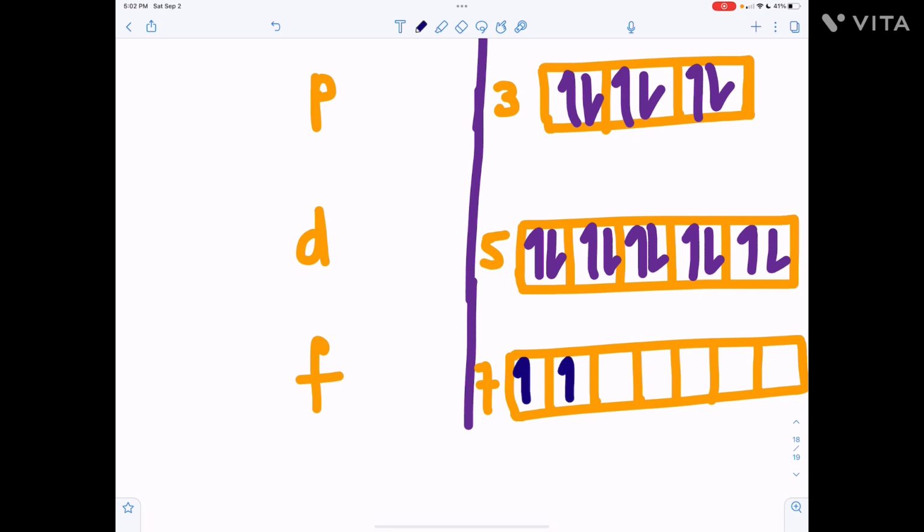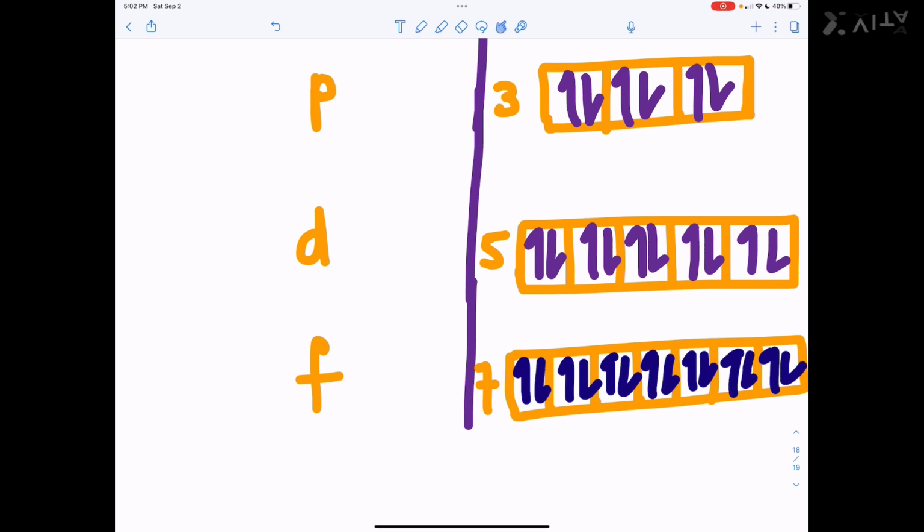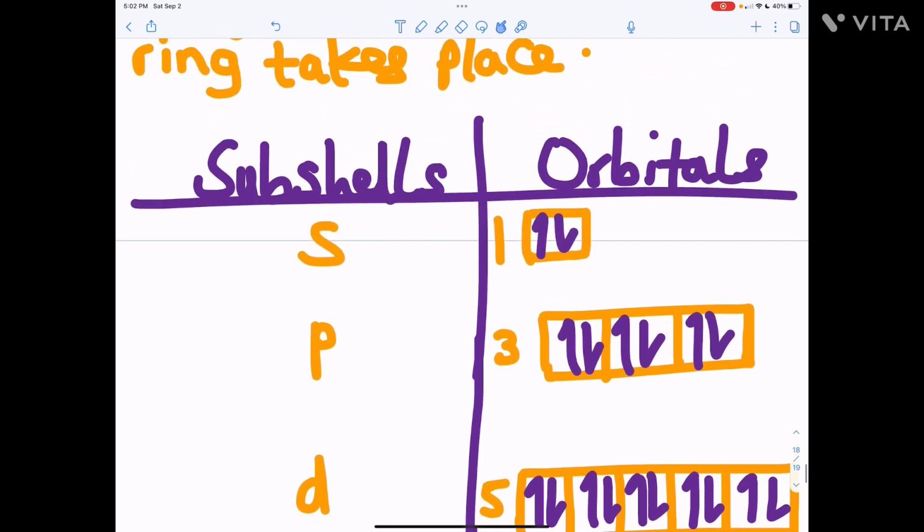14 electrons. 1, 2, 3, 4, 5, 6, 7, 8, 9, 10, 11, 12, 13, 14. Never mind that my marks are spilling into another orbital. It doesn't happen like that in real life.